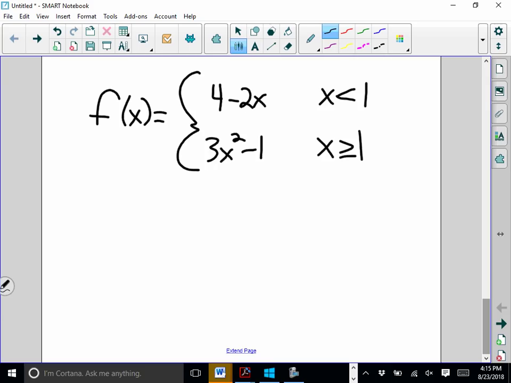Okay? So the question is, is f of x continuous at x equals 1? That's our question. Now we want to go through a three-step process here to solve this. Step 1 is we have to show that the limit exists.